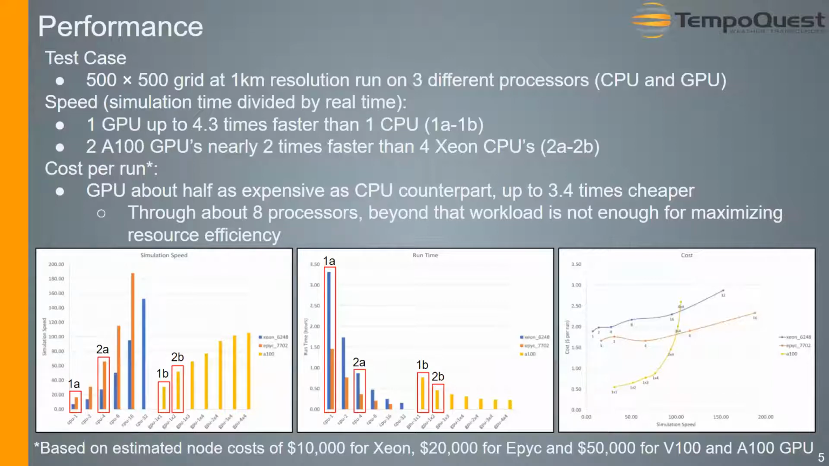When we look at the cost per run on the right, we can note that running on GPUs is about half as expensive as its CPU counterpart, and in cases even 3 times cheaper. This holds through about 8 processors. Beyond 8, the workload for a GPU, given the domain size, is not enough to maximize the resource efficiency.